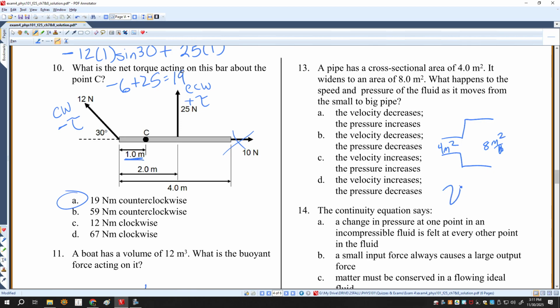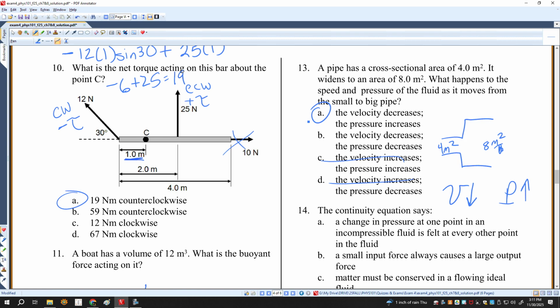As it gets bigger, I know that V is going to go down. And if V goes down, that means that my pressure goes up. So I'm looking for a decrease in velocity. That's going to get rid of these two. And an increase in the pressure. So A is the right answer.